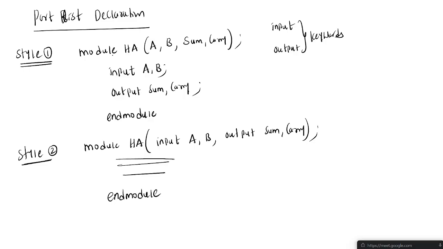First you need to declare the port list. After that you need to declare the inputs and outputs separately. This is style 1, mostly we will prefer this one. So module, and my identifier or module name is HA. Input A comma B, output sum comma carry, and end module. Is it fine? Do you understand? Yes, understood.